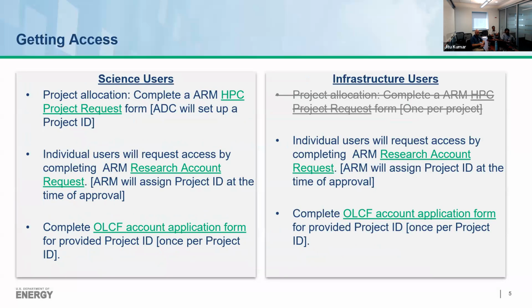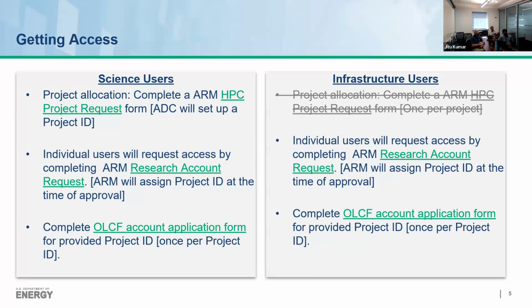So getting access, that's the first part: how are you going to get access to these resources. The steps are slightly different depending on whether you are a science user or an infrastructure user. Just to qualify, an infrastructure user means you are ARM staff doing a lot of data processing, and you need those resources for doing this data processing and data generation for ARM work.